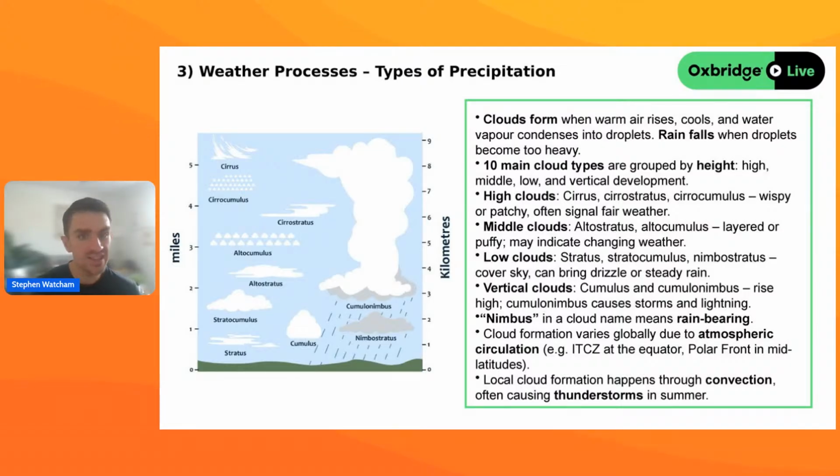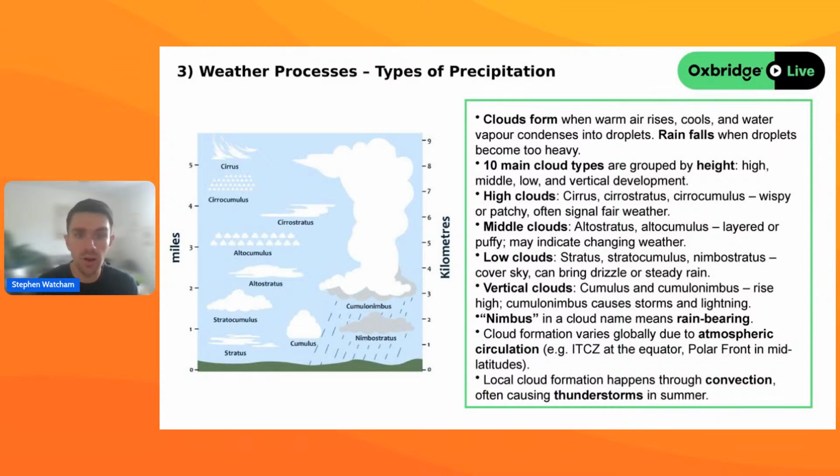We can have high clouds like cirrus, cirrostratus, cirrocumulus. These are the wispy ones I mentioned earlier. You can have middle clouds, so altocumulus. You can have low clouds: stratus, stratocumulus, nimbostratus, or your vertical clouds. These are your cumulus or cumulonimbus. Now, in all of these terms, nimbus just means contains rain, essentially.